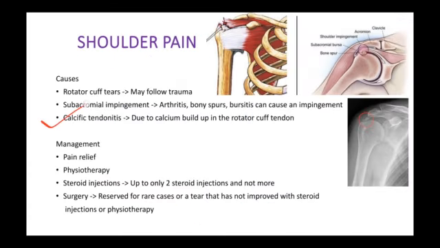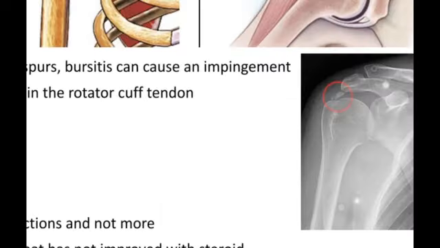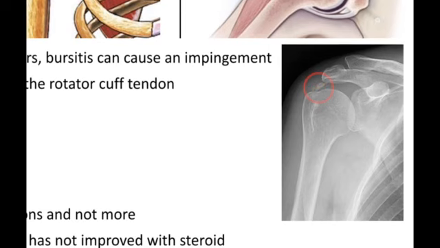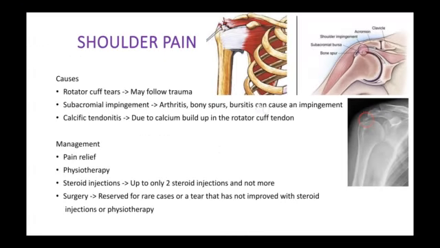The next one is calcific tendonitis. There is going to be some calcium buildup in the rotator cuff tendon. As you can see in this X-ray image, this here is the calcium buildup. It's like a calcium plaque. This is occurring in the rotator cuff tendon, that is basically the supraspinatus tendon. So this will again lead to the same pathology as subacromial impingement.